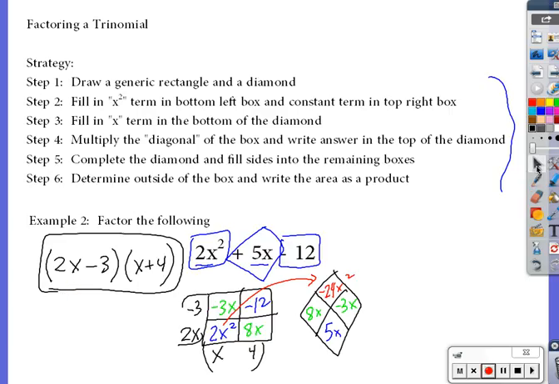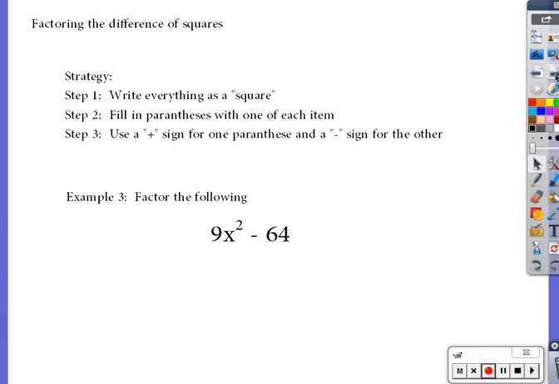And we have one more type of factoring that we're going to talk about today, and that is factoring the difference of squares. Anytime you have a difference of squares, you're looking at this and saying, okay, the 9 and the 64 have nothing in common. They do not have letters in common. It's not a trinomial. That means it's special. It's a special case. It's a difference of squares for a couple of reasons.